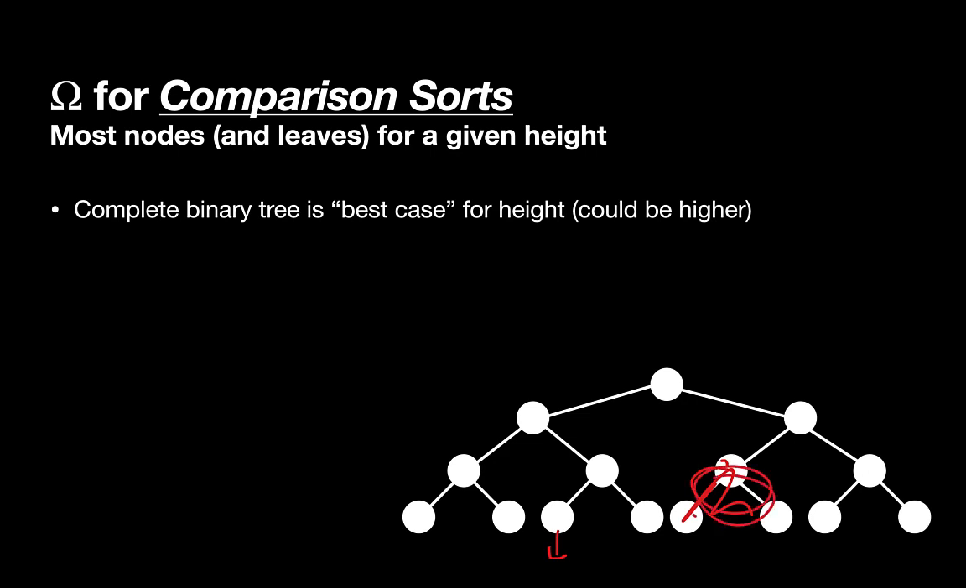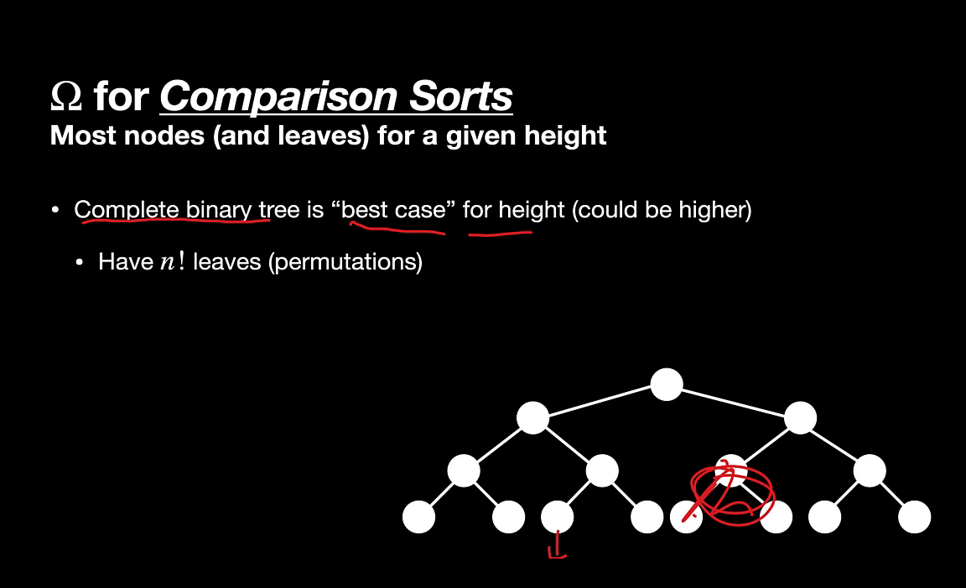If we were to remove any of these nodes that are on the interior of our tree and move them down lower, our height would actually go up. So again, the basic idea here is that a complete binary tree is really the best case for the height. If it's not a complete dense binary tree, the height will be even greater than this, and we're trying to come up with a lower bound. If it's greater, that's okay. We're just trying to come up with something that is as low as it can reasonably be.